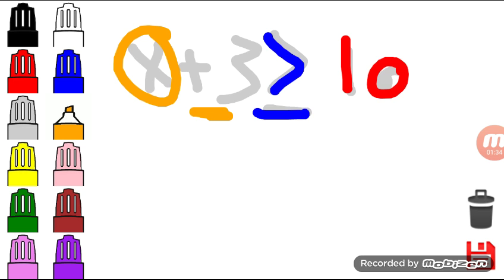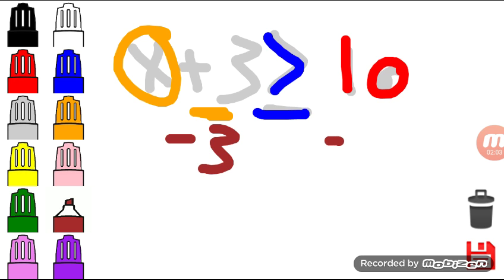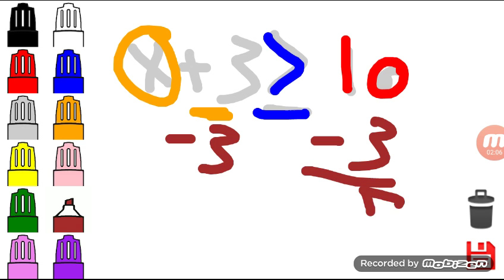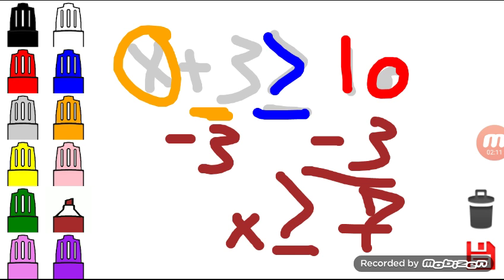So to do that, you have to make it 0. So the way you do that is you just do the opposite of what it says. So instead of plus 3, we're going to subtract by 3. Okay? And to make this statement true, whatever you do to one side, you have to do to the other. And this applies to every inequality that you do. So we're going to take 10 minus 3. That would give us 7. And so x is greater than or equal to 7.